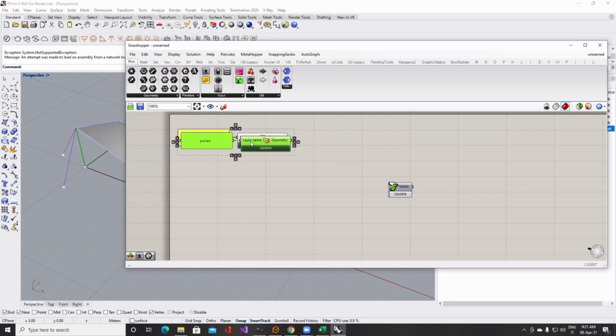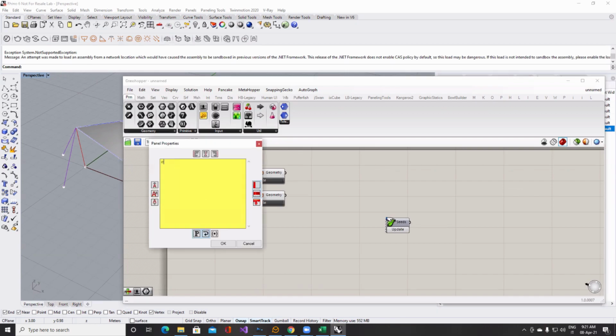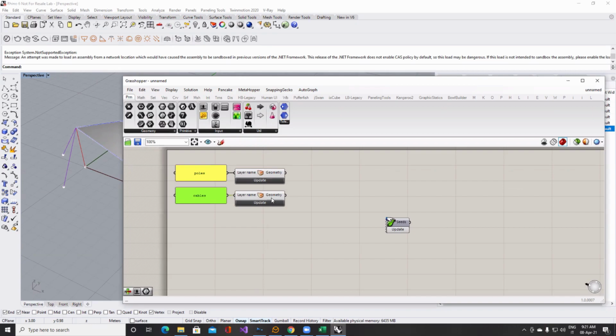I will copy paste. The second layer that we want to reference is the cables. And here again, we see that we have 4 curves. Then we have the links.